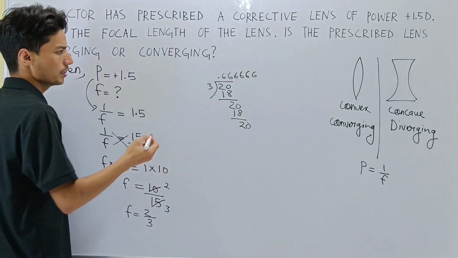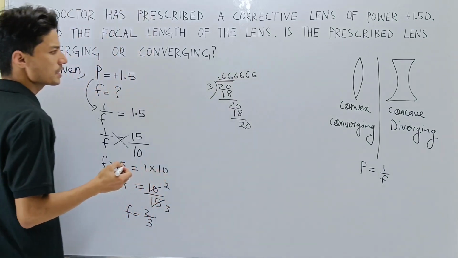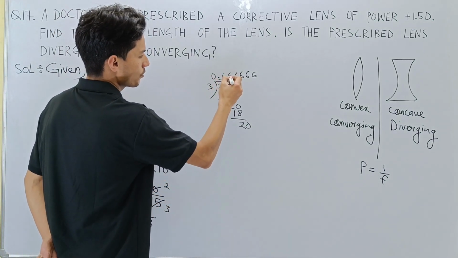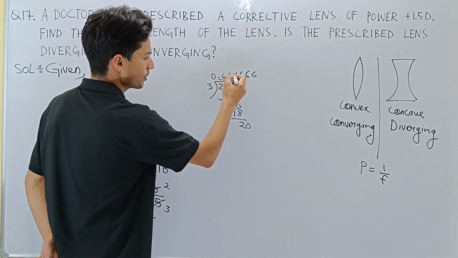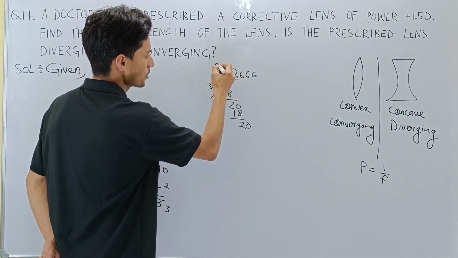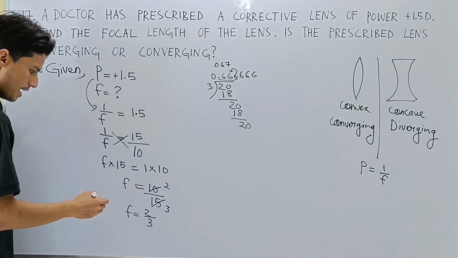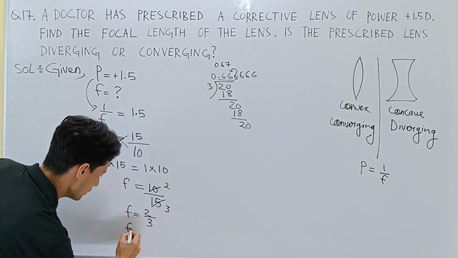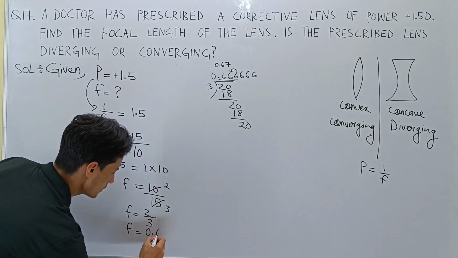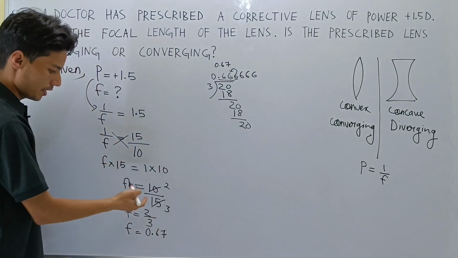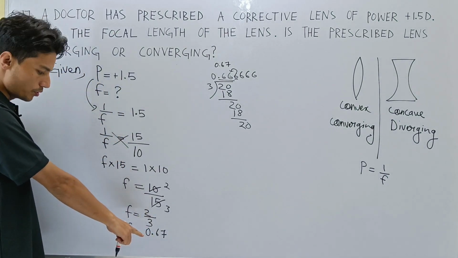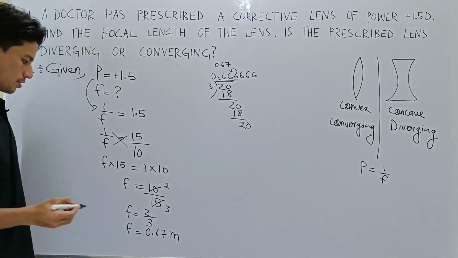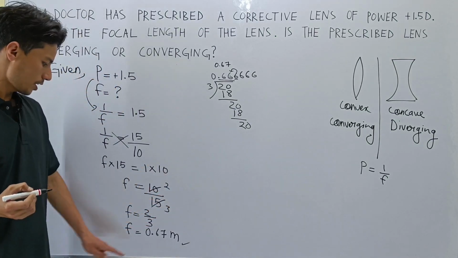So we'll just select the first two digits, 0.66. You round off the second digit with the help of the third digit. So the answer will be 0.67. So the f value will be 0.67, and we have to write a unit. What unit should we write? It should be meters, by default it is meter. So this is your answer for focal length.